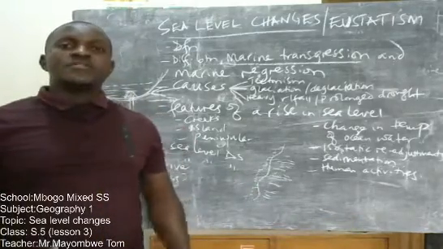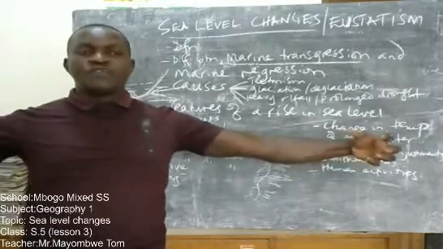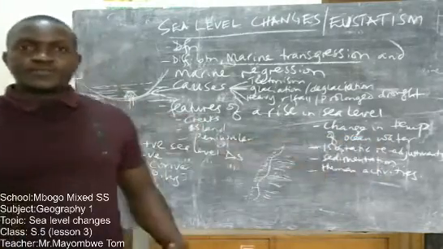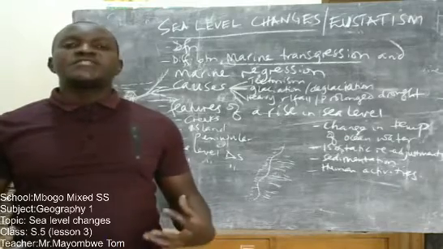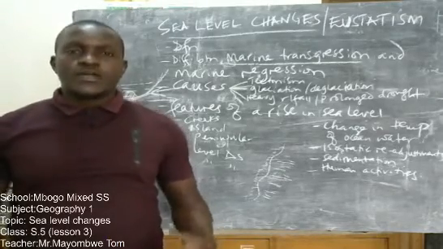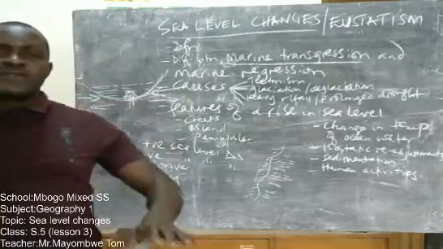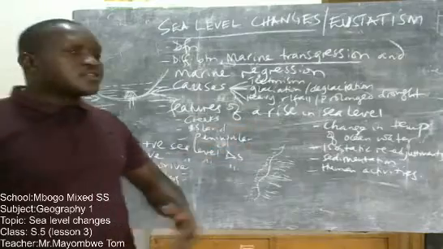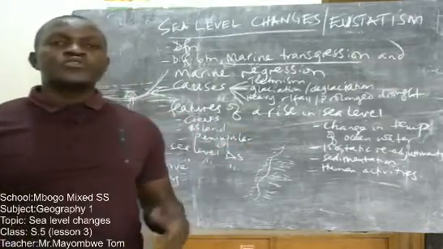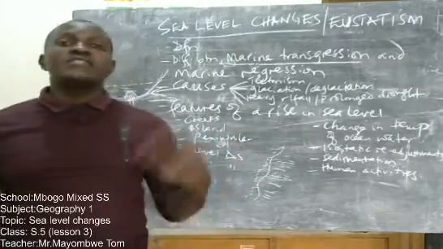So when there is divergence of the tectonic plates caused by the tensional forces, the seabed expands. And when the seabed expands, then there is a fall in the sea level. Still under tectonism, we talk about upwarping and downwarping.